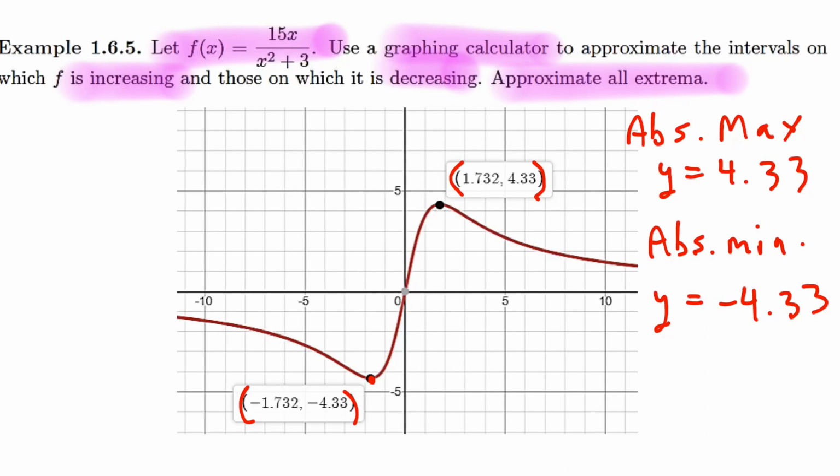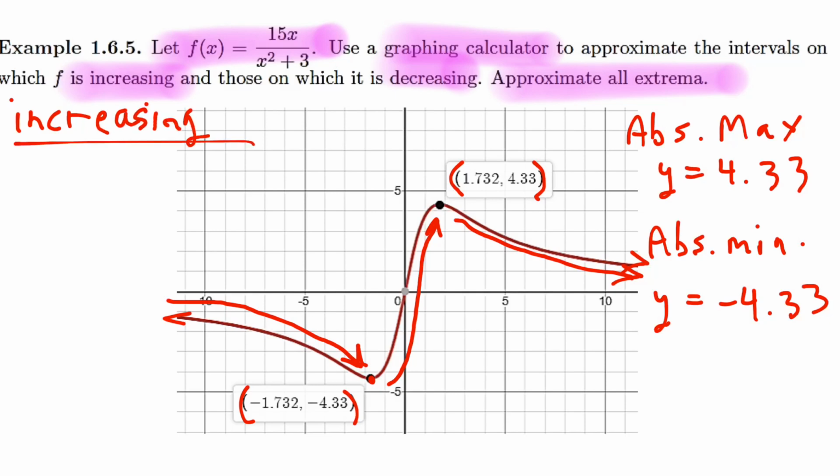Okay, so let's do the increasing and decreasing intervals now. So we're going downhill, all right, to the bottom of the valley there, and then we go uphill to the top of the mountain, and then we go downhill. So you're going to assume that this graph has arrowheads on it here. All right, so increasing is uphill, left to right.